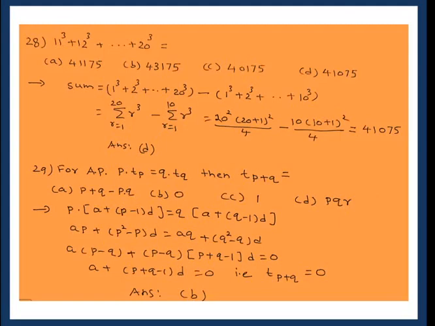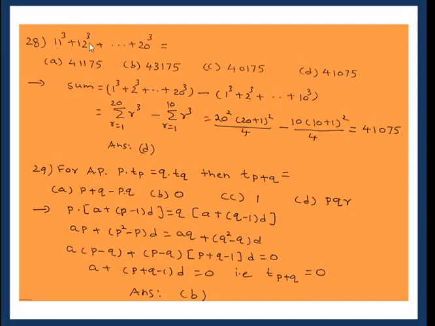Next one, 11 cube plus 12 cube up to 20 cube. Remember, sigma r square, or even in this case sigma r cube, gives sum of the cubes of first n natural numbers. The word first is important. So here I write this as 1 cube plus 2 cube up to 20 cube minus 1 cube plus 2 cube up to 10 cube. This I can write as sigma r cube. R goes from 1 to 20. This is important. R should go from 1 to 20.